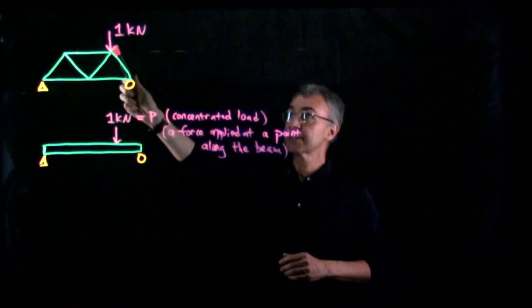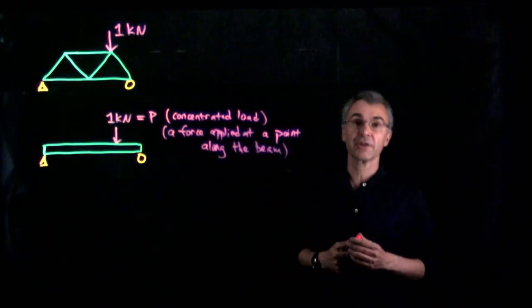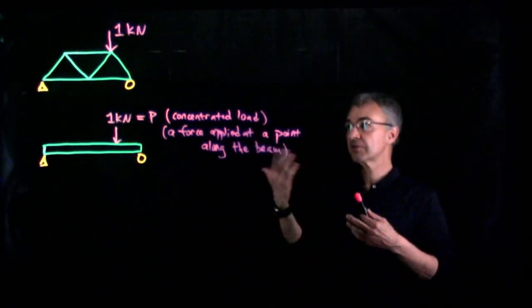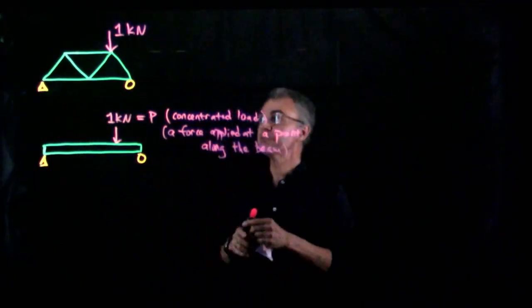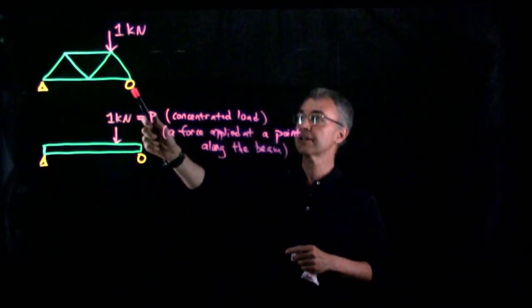We have loads, like this 1 kilonewton force, and the whole purpose of the truss is to bear the load forces acting on it. And then we have the support forces, sometimes called reaction forces, which are basically the forces exerted by the ground on the truss to hold it in place. I drew a little triangle on the left to indicate a hinge or pin support, and I drew a little roller or a circle on the right to indicate a roller support.